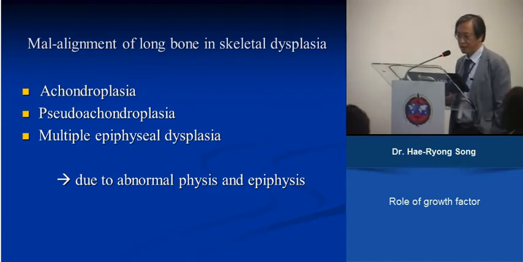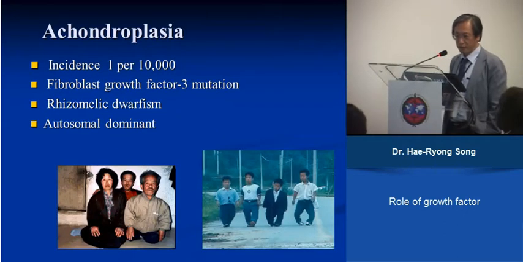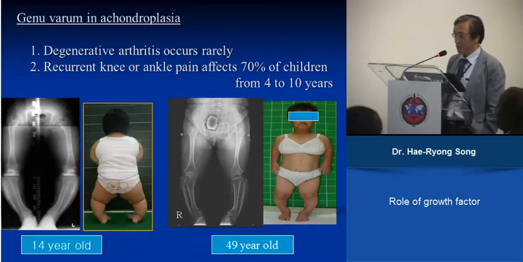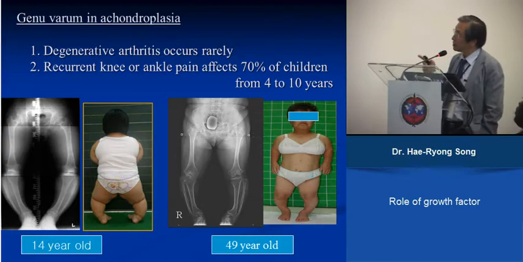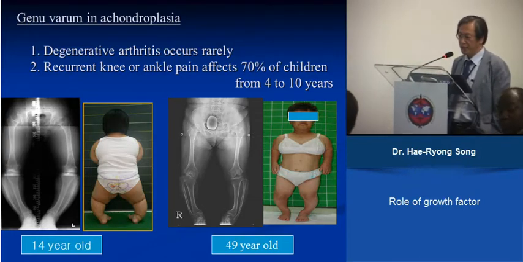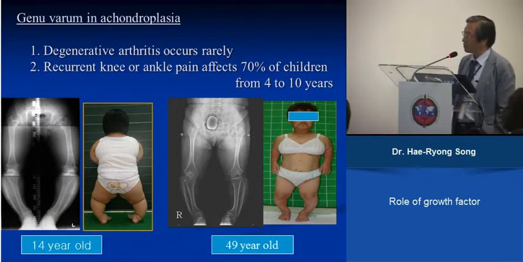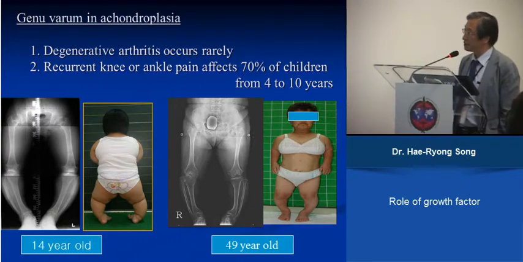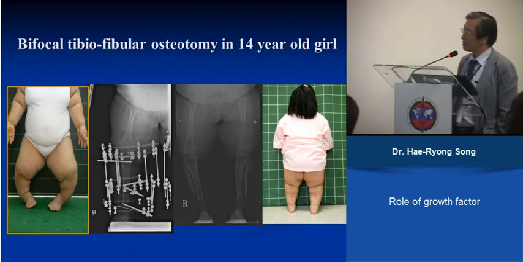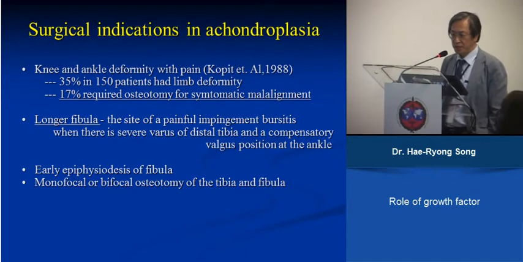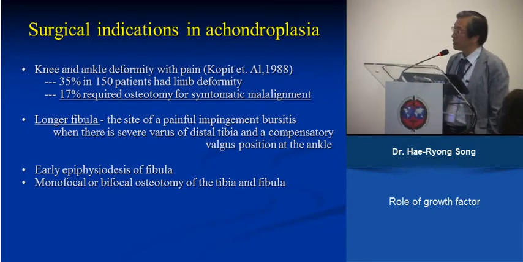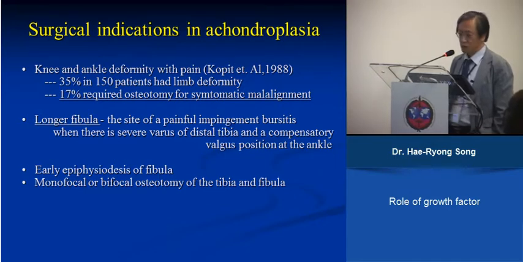Okay, achondroplasia occurs 1 per 10,000, and also mesomelic dwarfism. Regarding genu varum deformity, Dr. McKenzie already described that degenerative arthritis occurs very rarely. Most patients have knee and ankle pain. This is a 14-year-old and this a 49-year-old patient, and bifocal osteotomy was done. The usual indication is knee and ankle pain due to deformity.